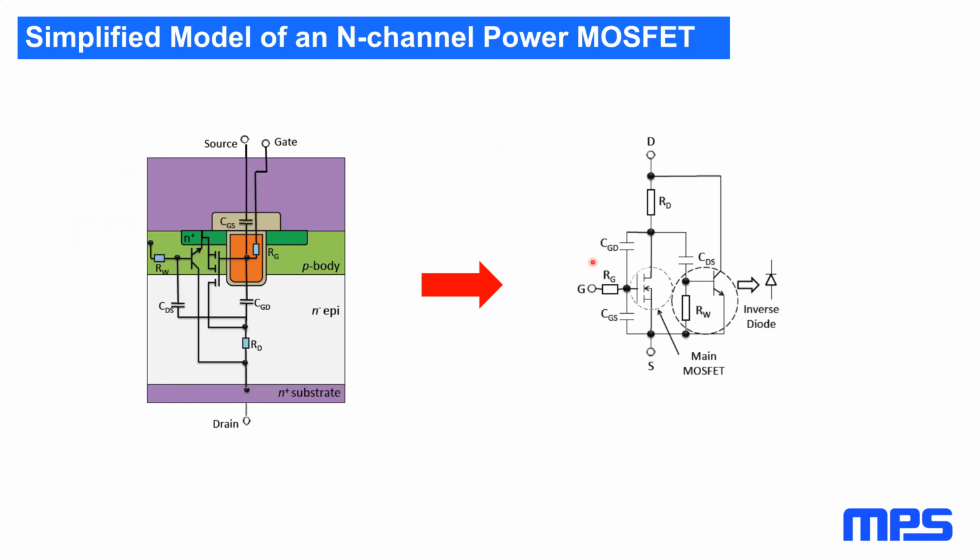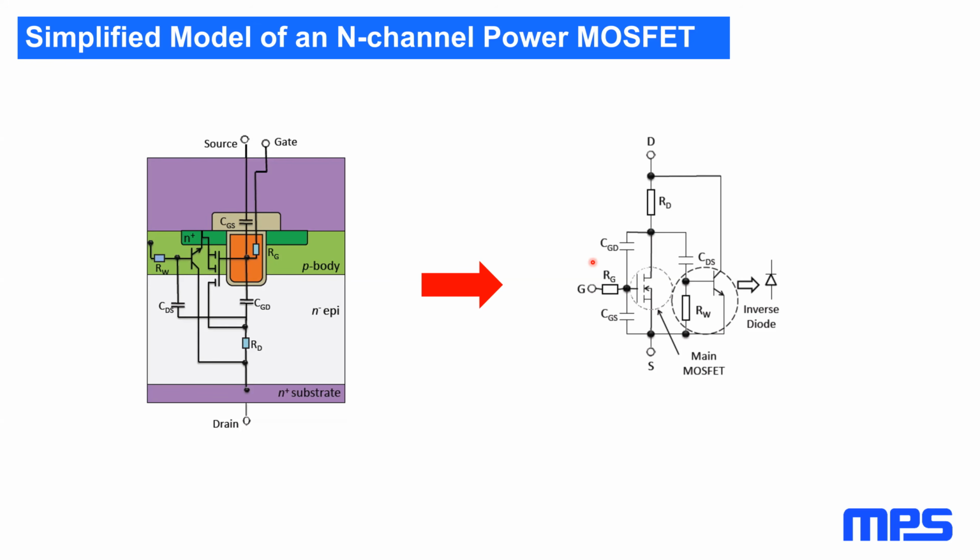So I don't know that it's possible to destroy it, because basically it's RG working against those capacitances. So I think RG will probably limit the current to a point where you can't destroy the device, but I'm not 100% sure about that.